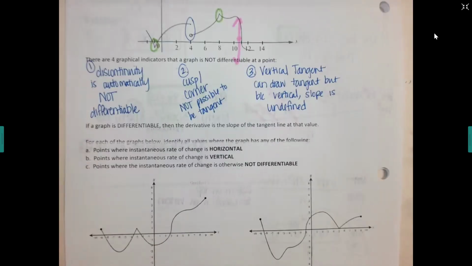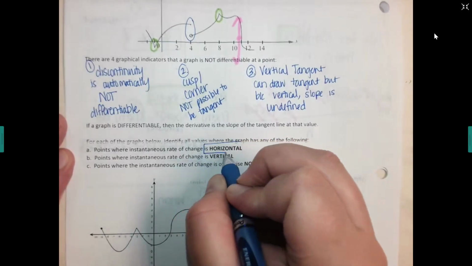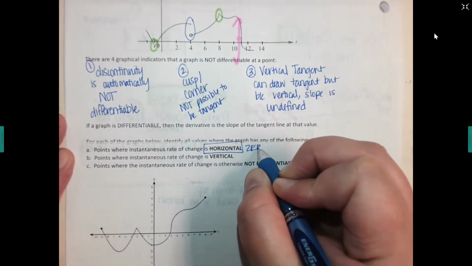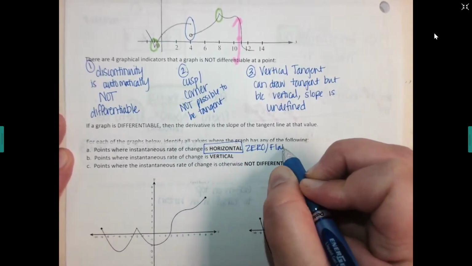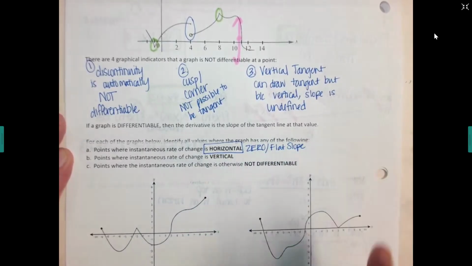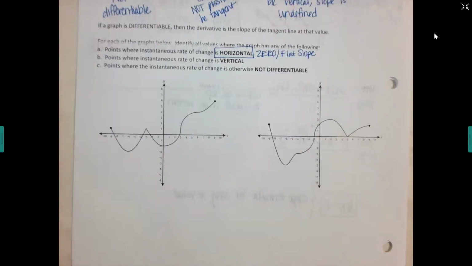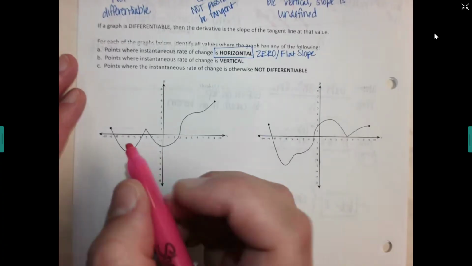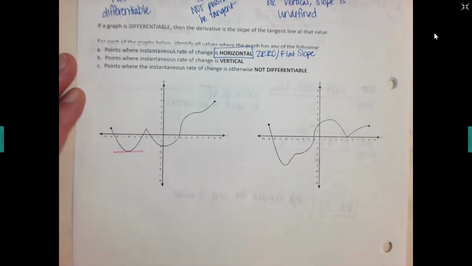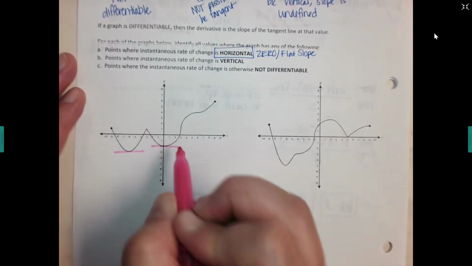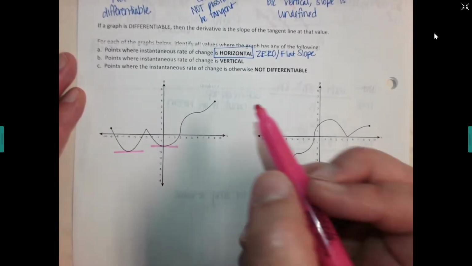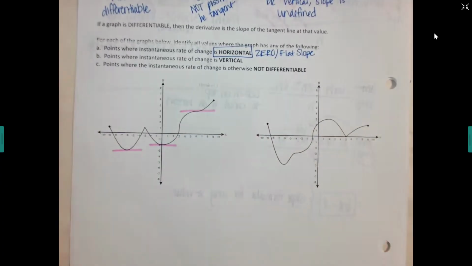It says find where the instantaneous rate of change is horizontal. Horizontal would be what slope? 0 slope, which means it should look perfectly flat. So let's find that on the first graph here. How many flat spots do you see? 3. There are 3. One of them's here at -6. One of them's here at 0. And then there's one more flat over here at 6.